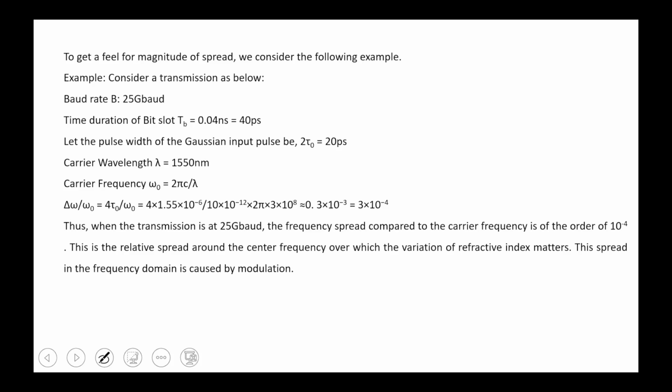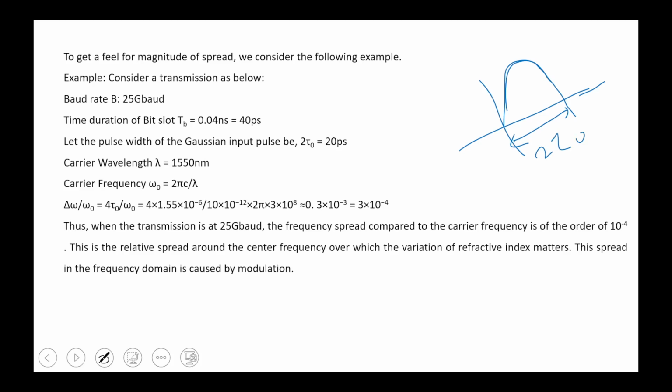Another question for you. To get a feel for the magnitude of the spread, we consider the following example. We have a data rate of 25 gigabit per second, so the time duration of the bit slot, TB, is equal to 0.4 nanosecond. Let the pulse width of the Gaussian input pulse, tau, be 20 picosecond.